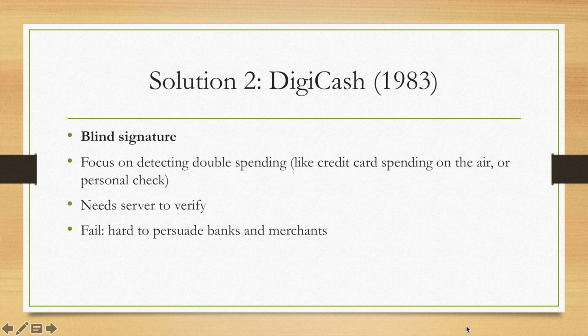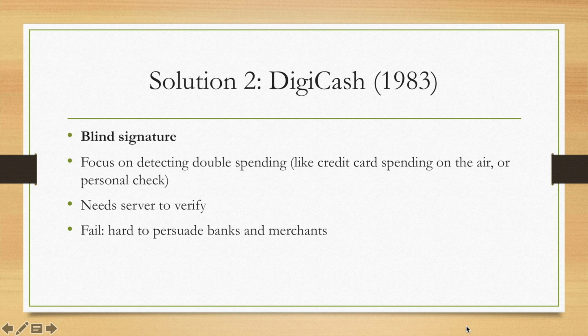Detecting is also very useful, just like credit card spending in the air. On the plane, you can use your credit card to buy things. But at that time, your credit card cannot connect to the network, so it's not really communicating with the credit card company. But when the airplane is back on the ground, it will connect to your credit card company. If you spent in the air and you deny it, the credit card company will punish you and maybe give you a fine.